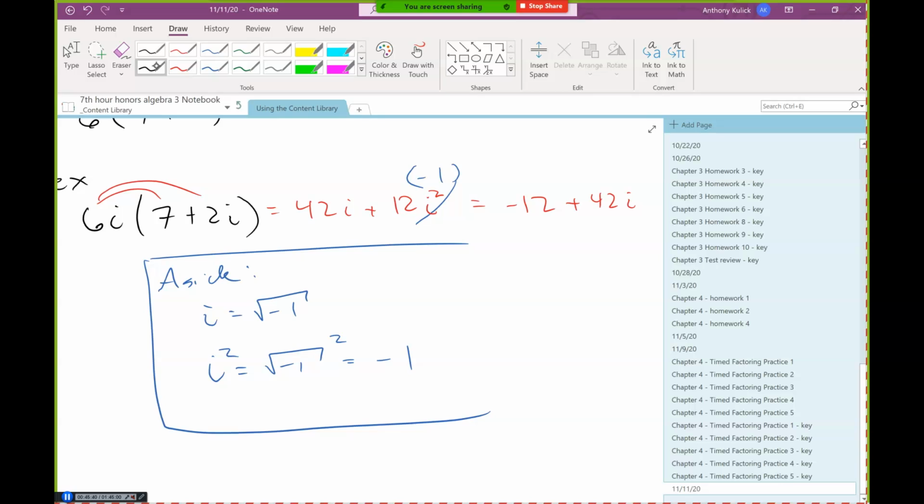No big deal though, right? Still basically exactly as we'd expect. We have this little extra piece to deal with. What the heck does i squared mean? But it's just a substitution. i squared is -1. No big deal.